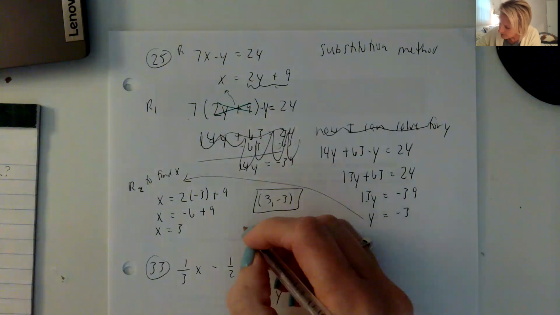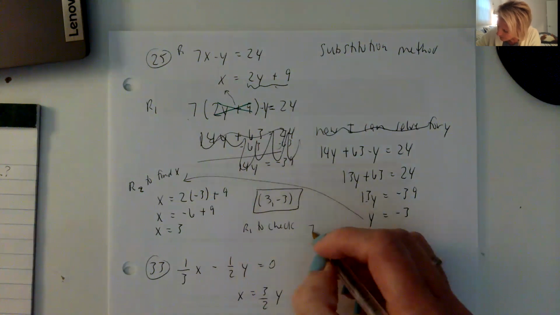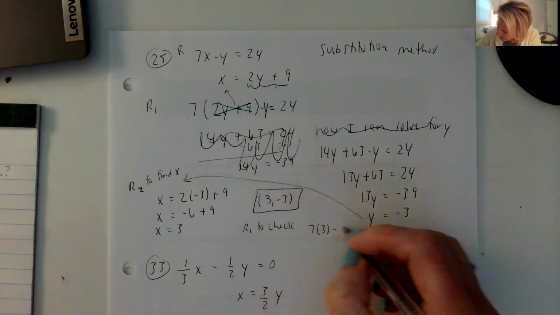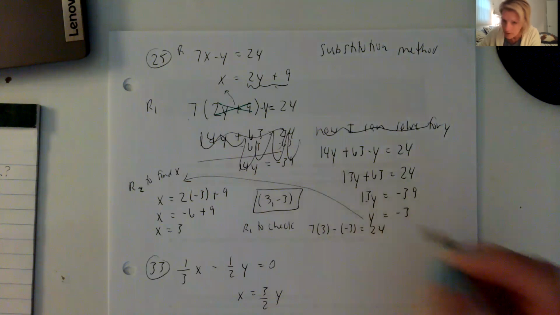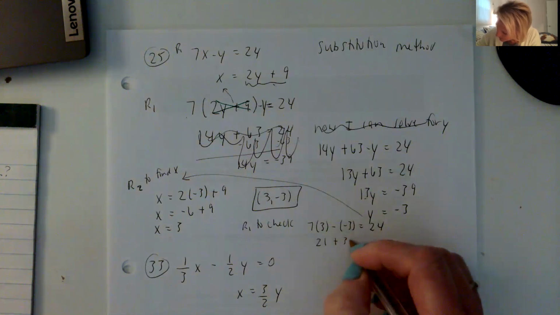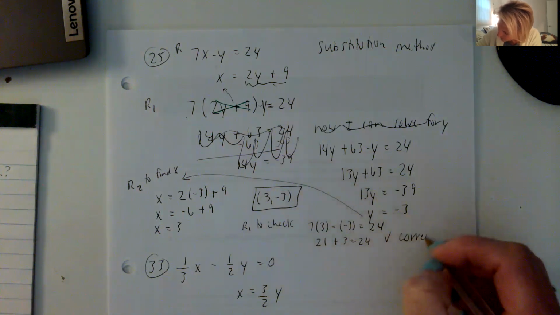And then I could check it in row 1 by taking 7 times x, which is 3, minus y, which is negative 3. And does that equal 24? 7 times 3 is 21, plus 3 equals 24. So yes, I am correct.